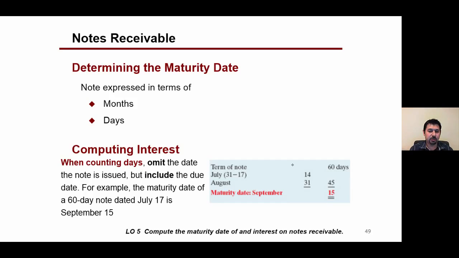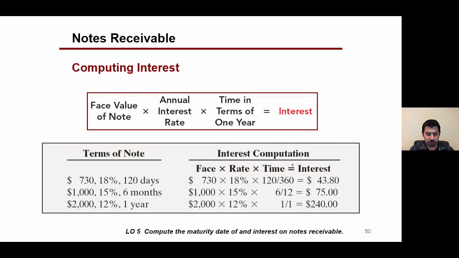Basically, if it is based on days, you have to calculate the days exactly to know when the note receivable will mature. The interest is always calculated the same way. You multiply the face value of the note. Face value is the original amount, the amount that was borrowed, or that was mentioned on the promissory note. Then you multiply that by the annual interest rate and by the time in terms of years.